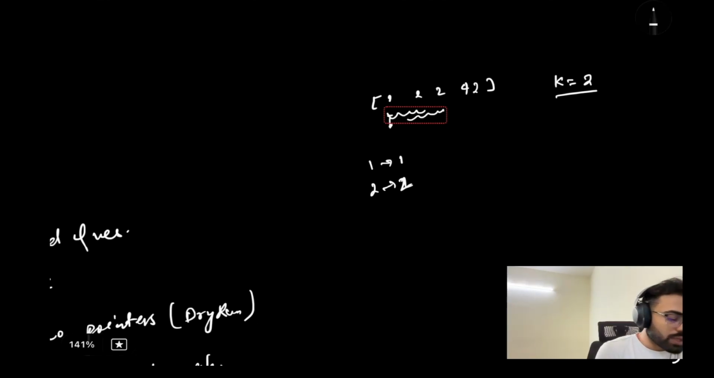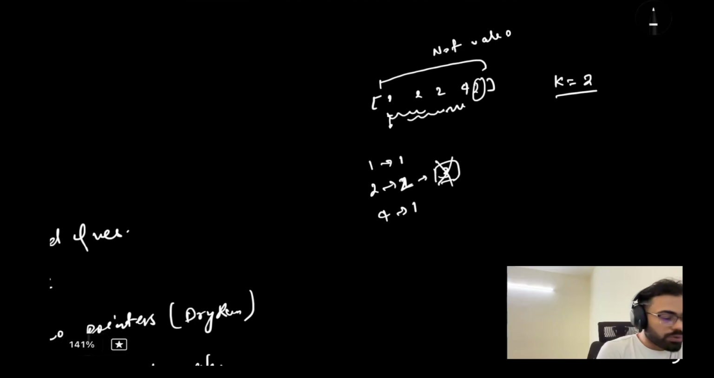Then we consider 4, which again has a frequency of 1. Now, if I include this next 2, its frequency becomes 3. That means it's not valid, so this entire subarray is not valid. So what was valid? 1, 2, 2, 4 is valid. Simple 1 is valid. 1, 2 is valid. 1, 2, 2 is valid. 1, 2, 2, 4 we have done.